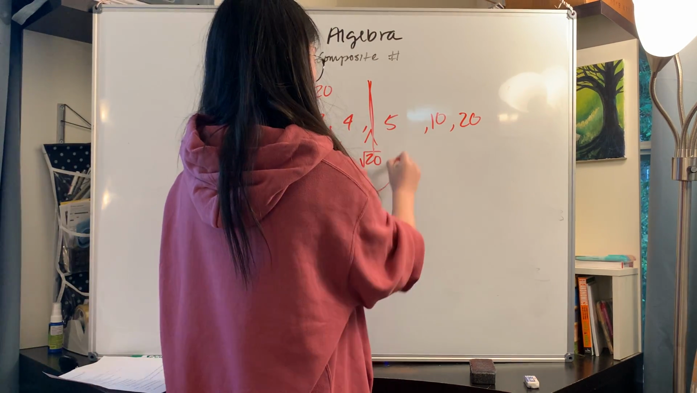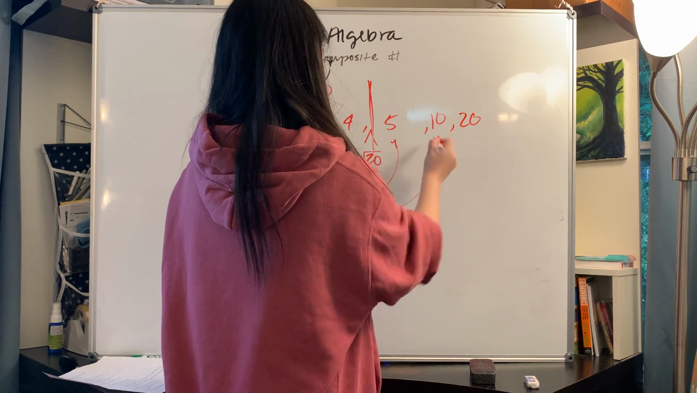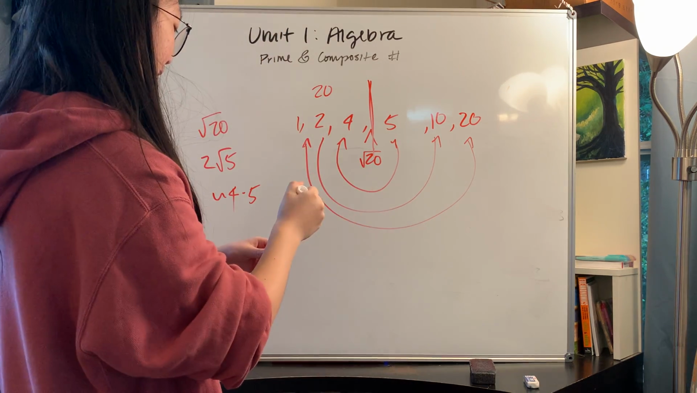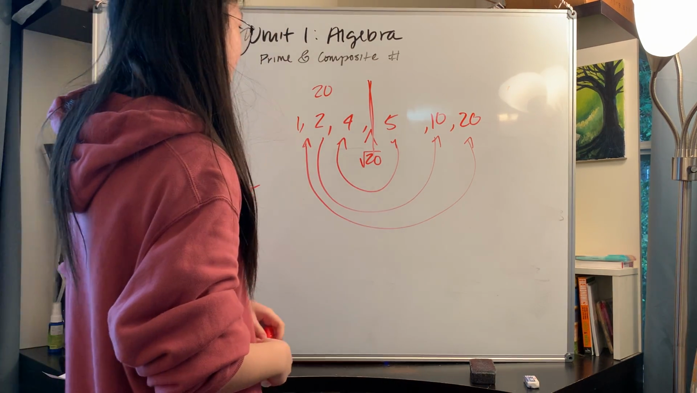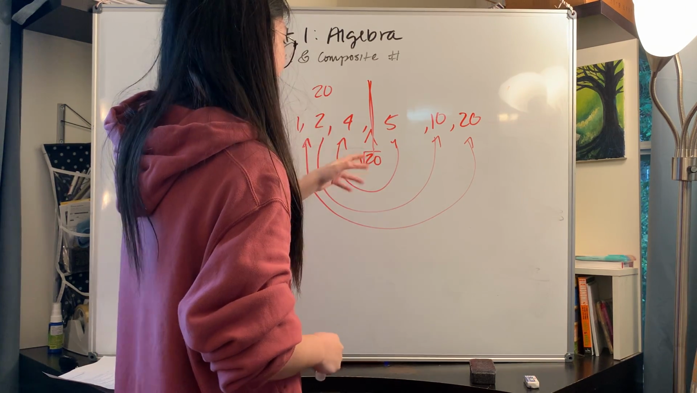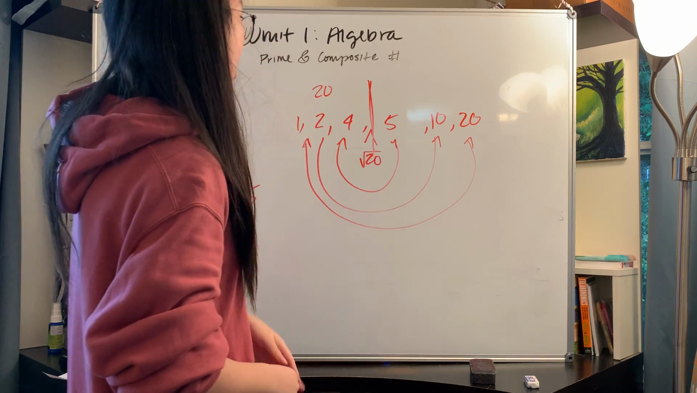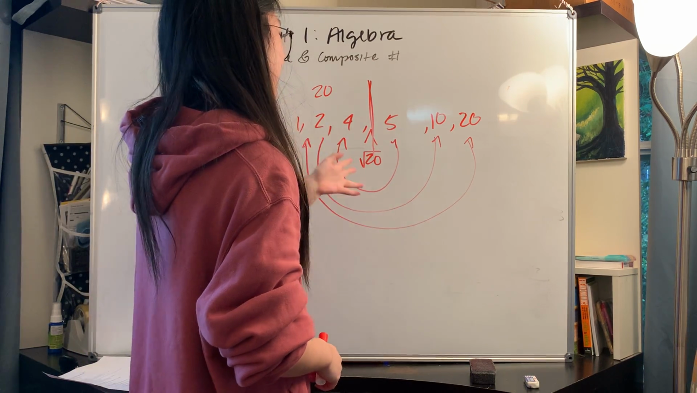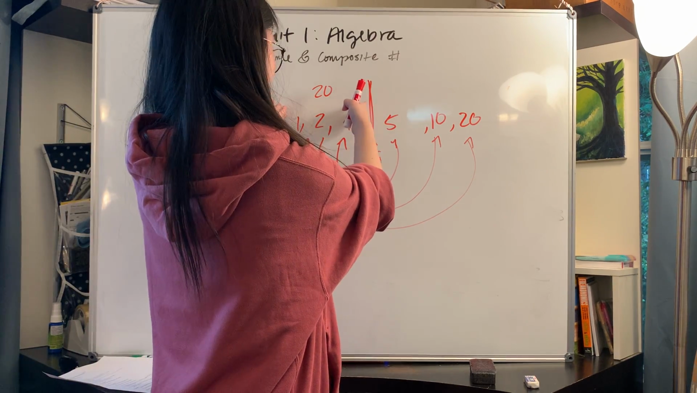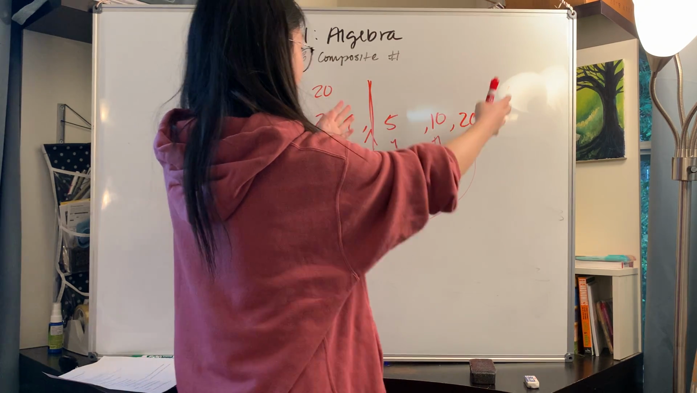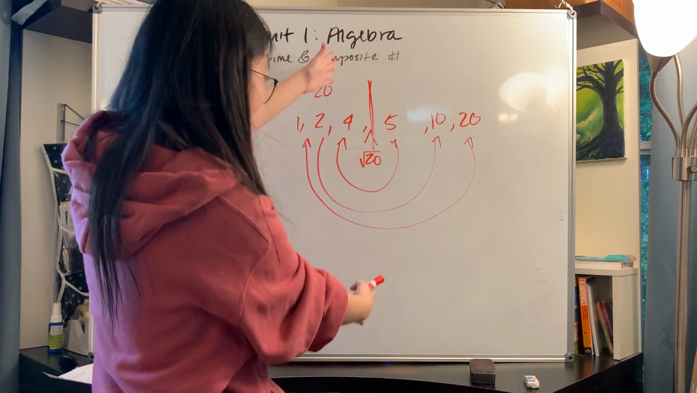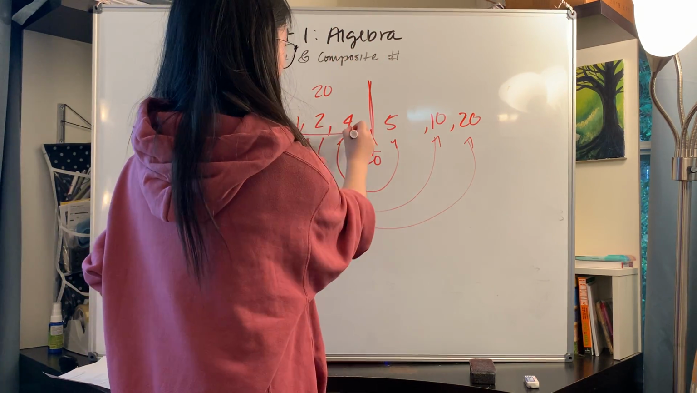And then 4 times 5 is equal to 20, 2 times 10 is equal to 20, and 1 times 20 is equal to 20. But the important thing to note is that if there is a factor less than the square root of 20, there is also a factor greater than the square root of 20, and vice versa. So for every factor less than the square root of 20, there's a factor greater than it. So we only need to check up to the square root, and we don't have to check up to 20, because we can just divide the factors in half like this. So we only need to check for 1, 2, and 4 in this scenario.